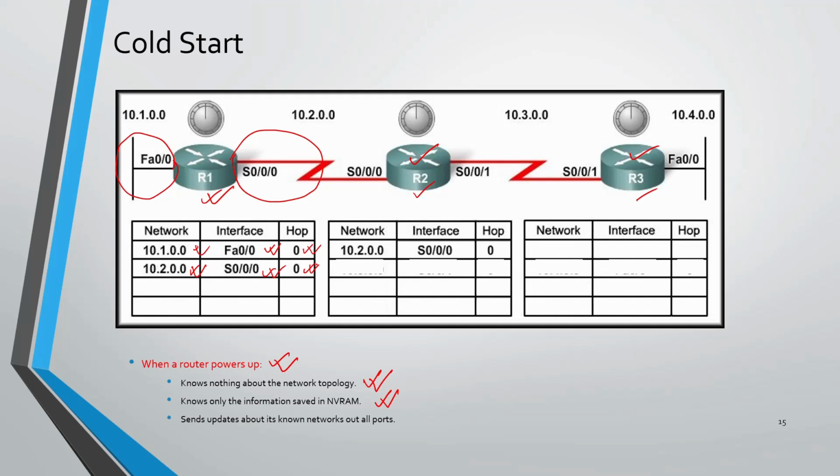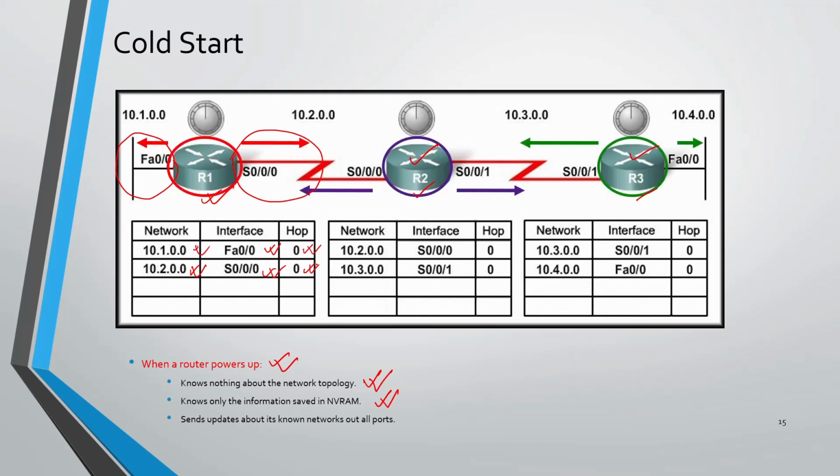If you write for router R2, router R2 has these two pieces of information: two networks connected with serial 0/0 and serial 0/1, and the hop count is 0. And for R3, one is a FastEthernet 0/0 connection and another one is a serial connection. So this is the basic information at the very beginning, the network discovery or cold start phase.